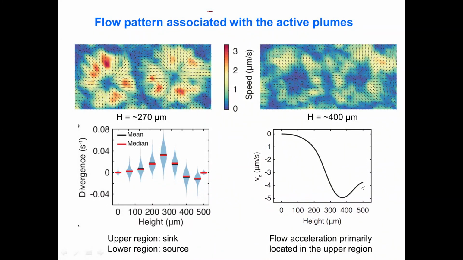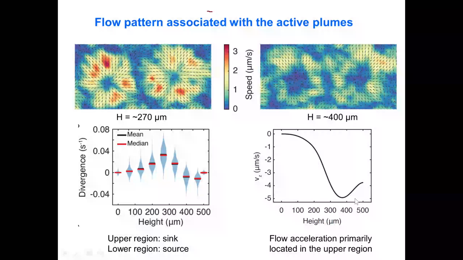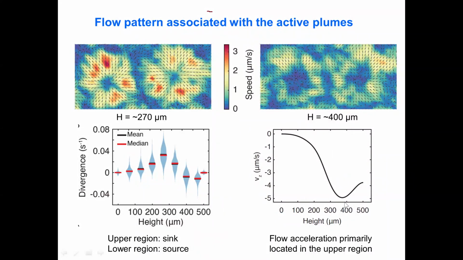So most of the acceleration of the fluid occurs at the upper portion of the column. So it manifests that the driving force for the overturning instability is primarily located at the upper portion. So that's expected for the mechanism of overturning instability.